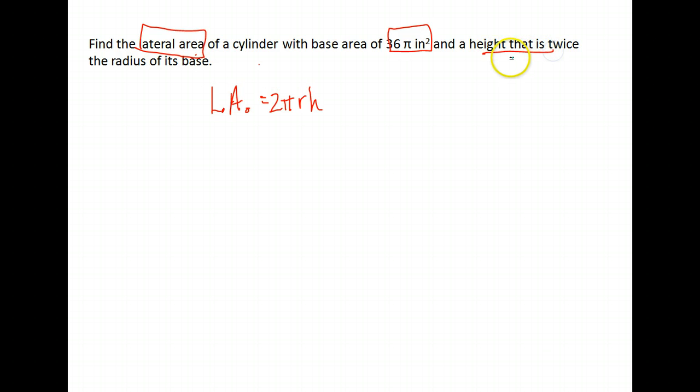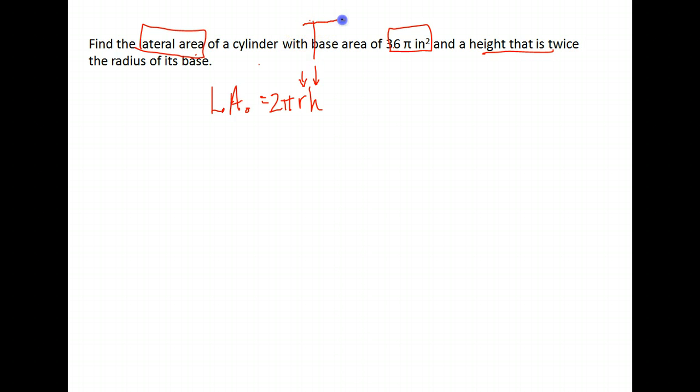Hey, they gave me not the things I needed. I need the radius and I need the height. They didn't give me either of those. So I'm going to have to use the information they gave me to find them, and we'll go from there. Okay, so let's look at the information we were given.